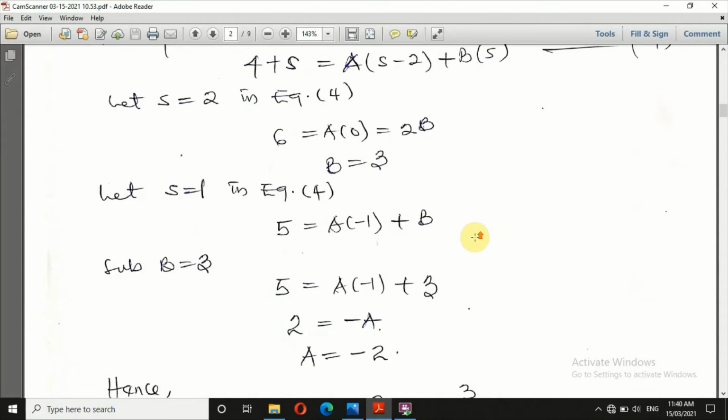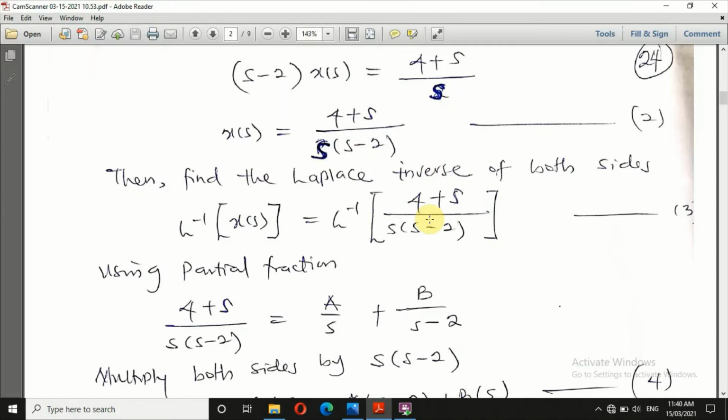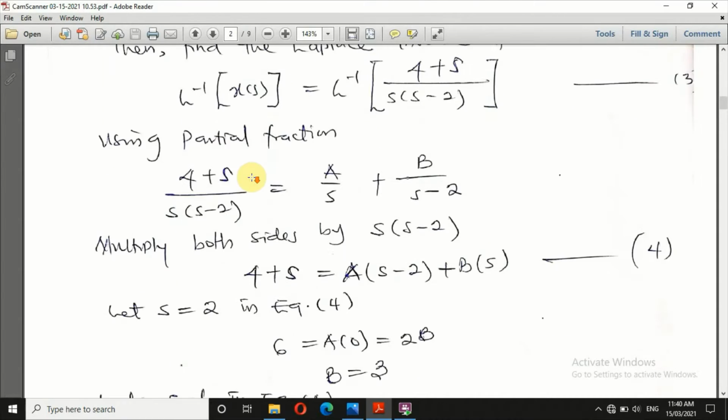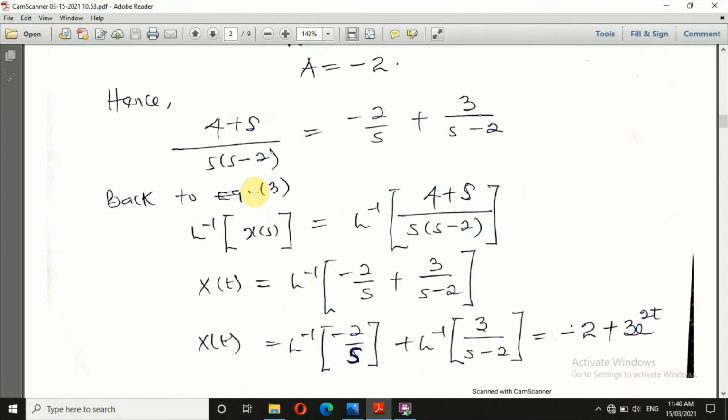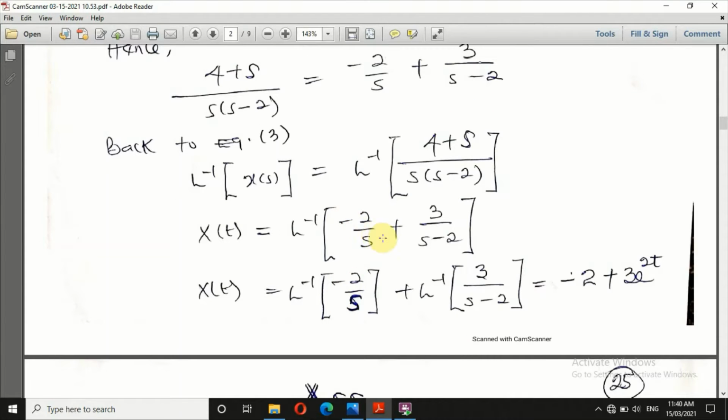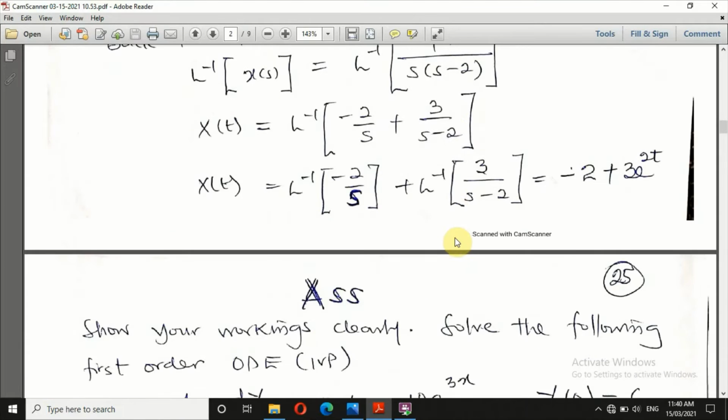So let's go back to the problem, from here, which is our equation 3. So Laplace inverse of X of s will give us x of t. The Laplace inverse of this fraction now will give us 2 over s plus 3 divided by s minus 2. So what is the Laplace inverse of 2 over s and Laplace inverse of 3 divided by s minus 2? So from here, remember the Laplace transform of 1, okay, that's 1 over s. So the Laplace inverse of 2 over s is the same thing as 2.